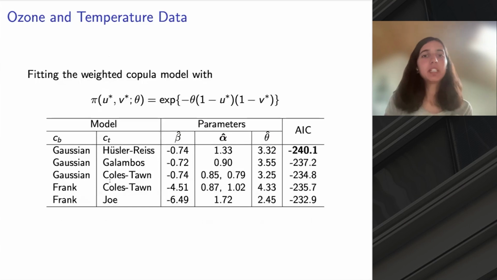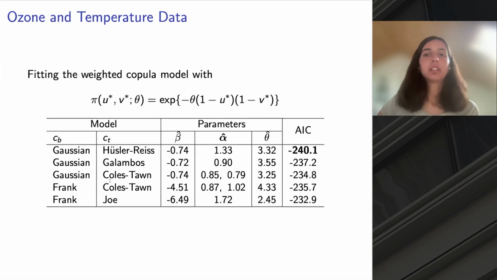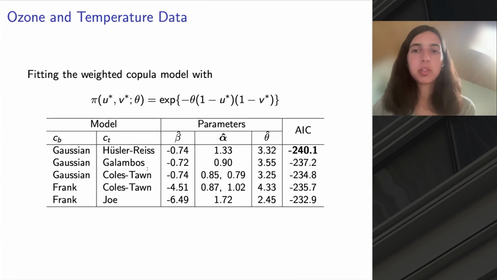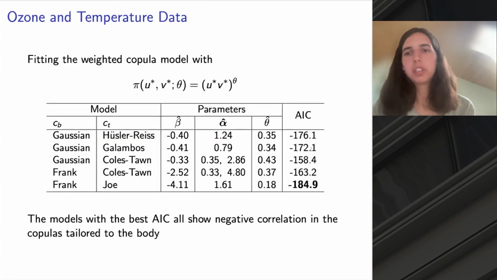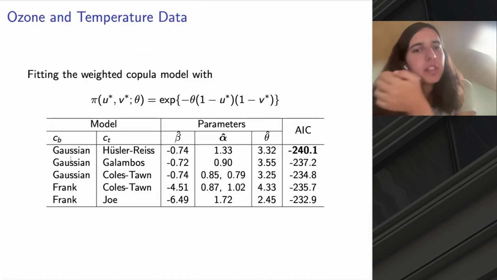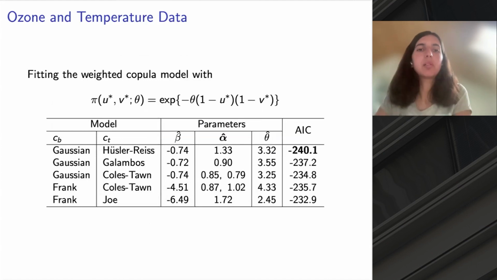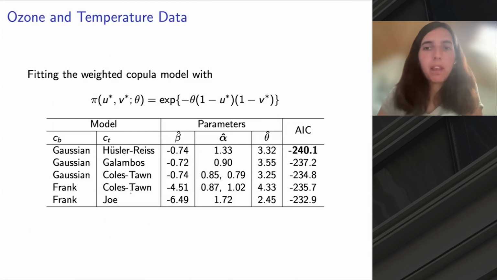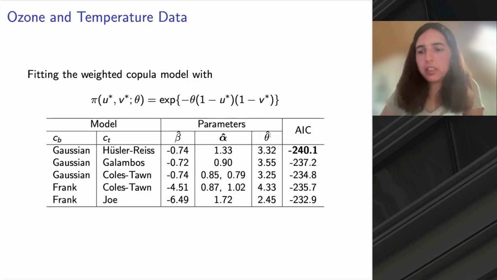We fitted again the weighting copula model for a different weighting function, and we get again the same 5 models as the best AIC. The AIC compared to the last ones has an improvement even, because the last ones were in this range, and these ones are in the 200. We have the same body copulas, so the negative correlation is mirrored, bigger even than before, and we have the same tail copulas. And this theta for this weighting function still gives preference to CT over CB.